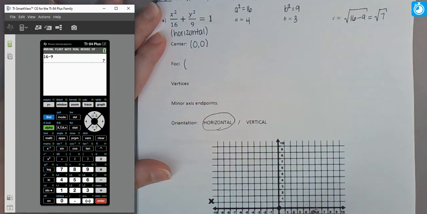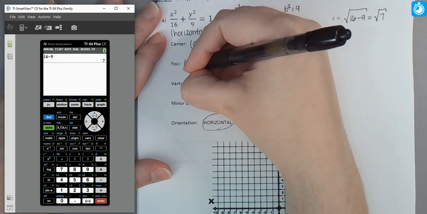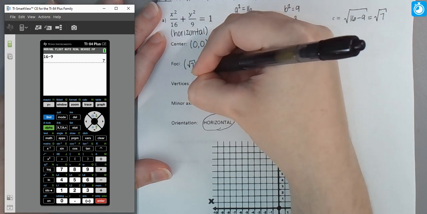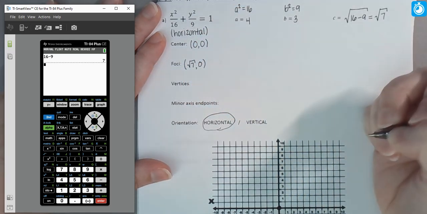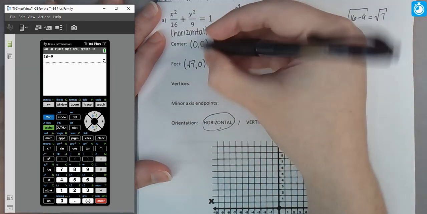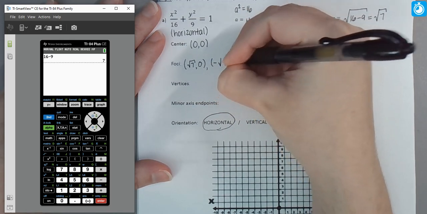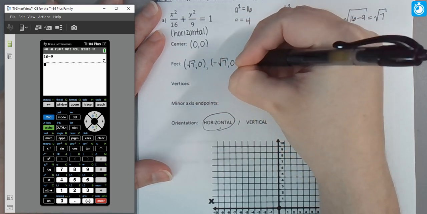So horizontally in the positive direction, we're going to add on the square root of 7. So square root of 7, comma, 0. Again, we're holding that Y coordinate constant since we're along the x-axis. And then the focus in the negative direction will be negative square root of 7 and 0.